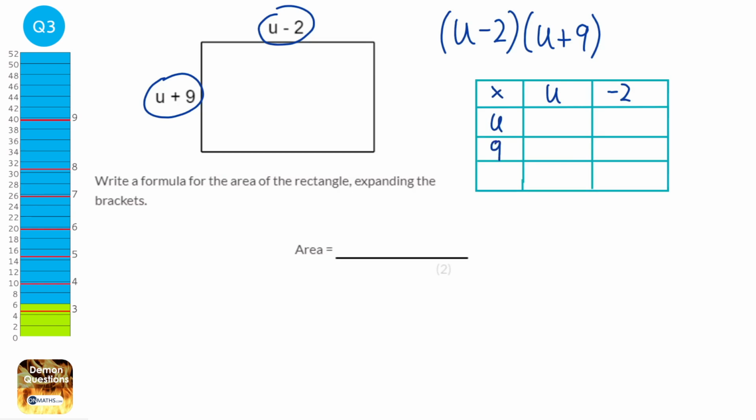And so we've got u times u, which is u squared, u times minus 2, which is minus 2u, 9 times u, which is 9u, and 9 times minus 2, which is minus 18. And what we're going to do is add the like terms together. So our answer will be u squared, and then we're going to do 9u plus minus 2u. Well, that's just going to be 9u take away 2u, which is 7u. So plus 7u, and then minus 18 at the end.